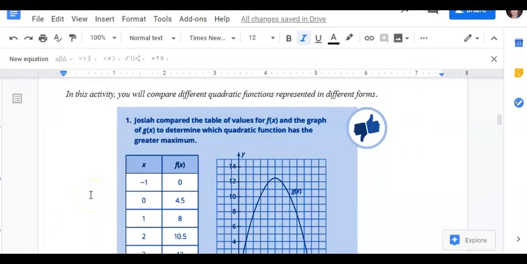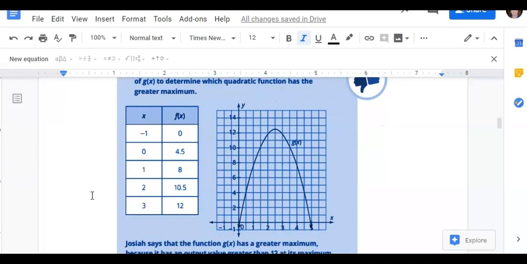Okay, in this next activity, you're going to compare two different quadratic functions. So last time we just looked at one function and found the correct representation to go with it. But this time these are going to be different functions altogether. Josiah compared the table of values for f of x and the graph of g of x to determine which quadratic function has the greater maximum value.